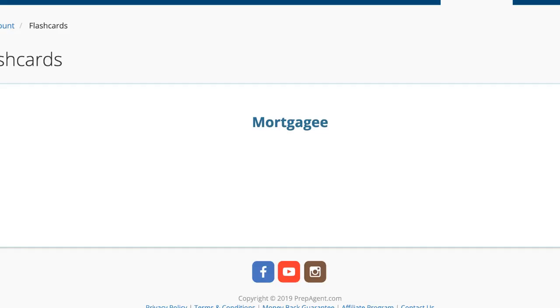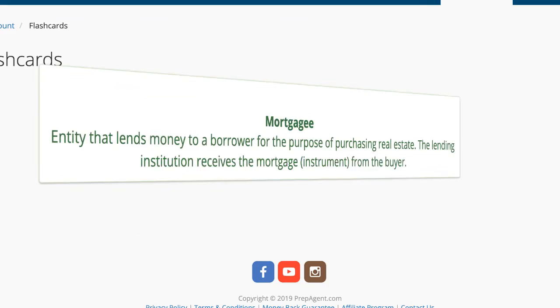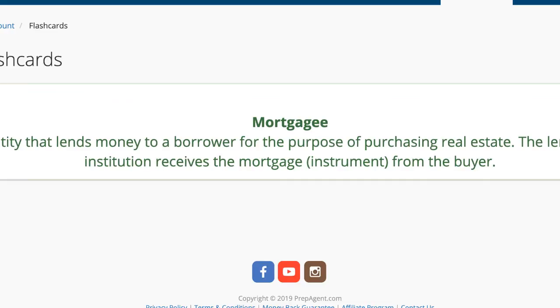Be cool. Okay, so a mortgagee receives the promissory note. They receive the promissory note, and they will not give you money until they get that note, so they know that you are putting up that collateral.